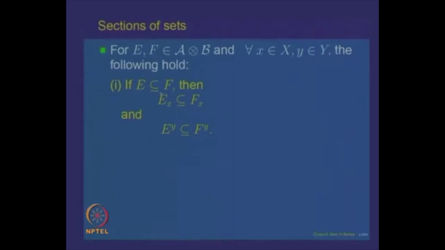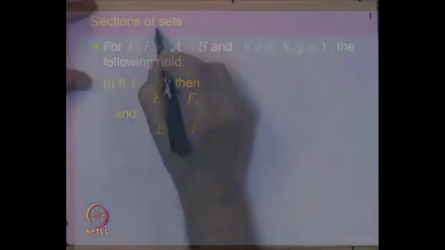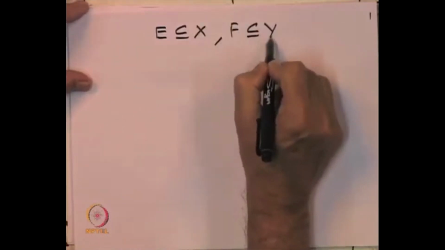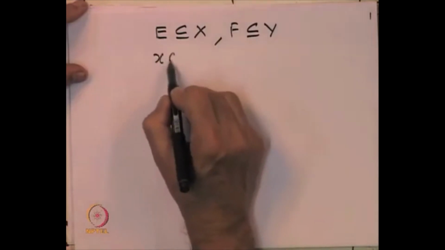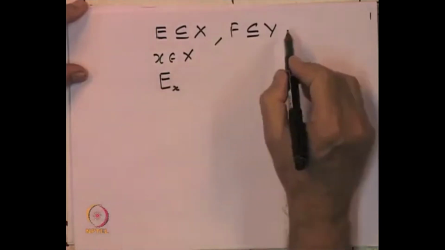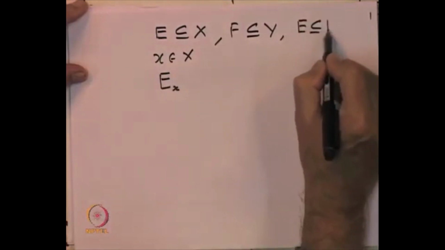The first is, if E and F are subsets such that E is a subset of F, then the section of E at x is a subset of the section of F at x, and the section of E at y is a subset of the section of F at y. Let us prove these properties before going further. So, let us verify: we are given E is a subset of X cross Y and F is a subset of X cross Y. For x belonging to X, let us look at what is E_x, and we are also given that E is a subset of F.